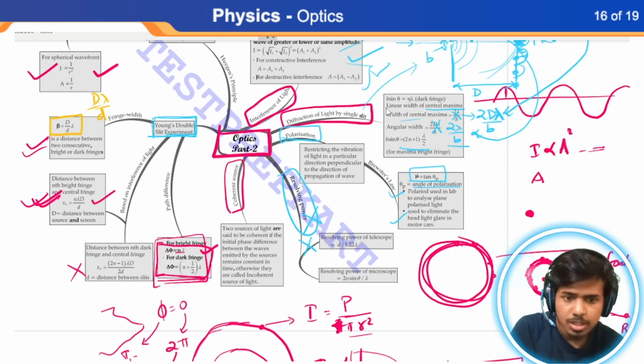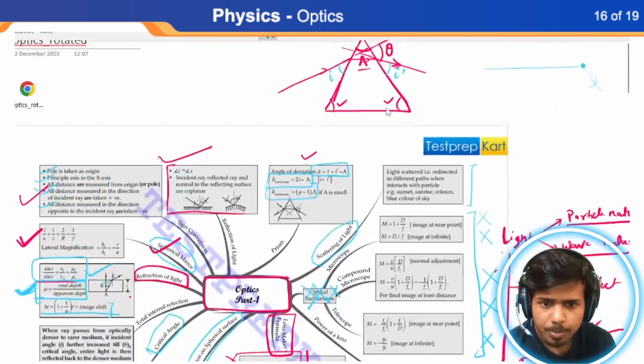And this is what we have already discussed. So I think that was all for the topic of optics.